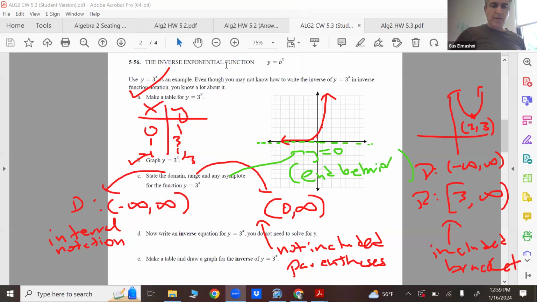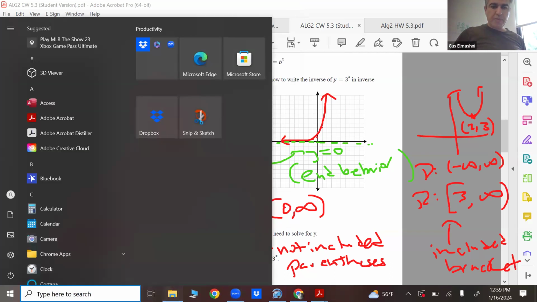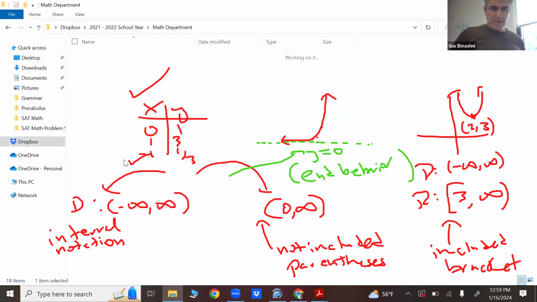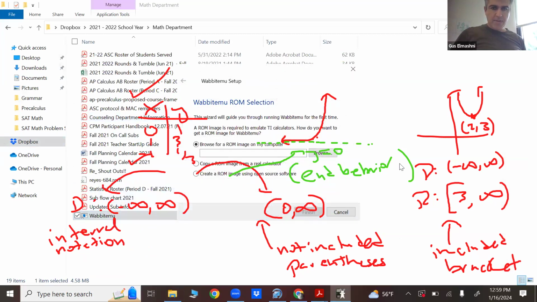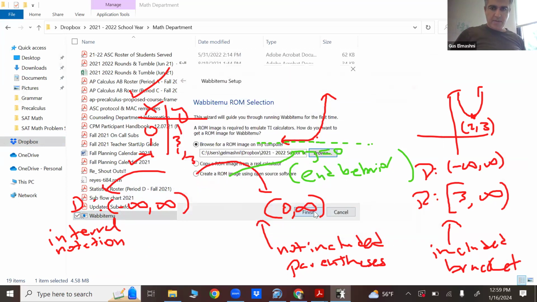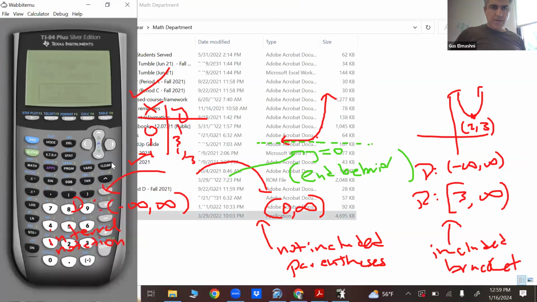Or let me actually do it in the TI-84 calculator. It's probably a little better. Let's see here. Dropbox. This is my 2022 folder. Math. Wabbit EMU. Let's browse. Open this file. Finish. Clear. Yeah, if I did like 3 raised to, say, the negative 5 power, see, that becomes a smaller number, right? So that's why we have an asymptote in the first place.